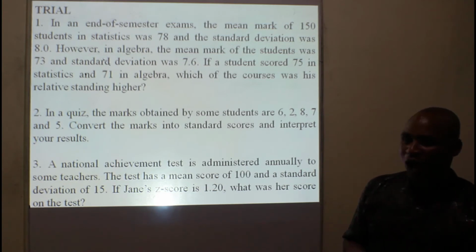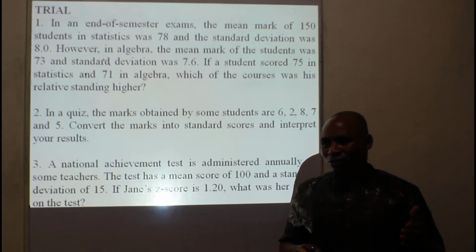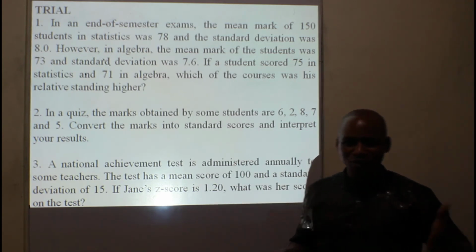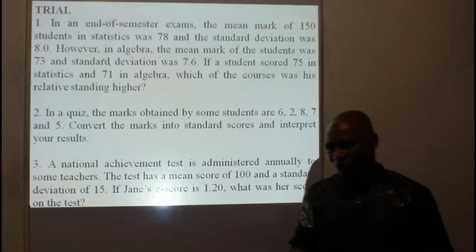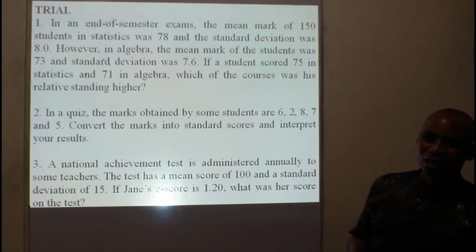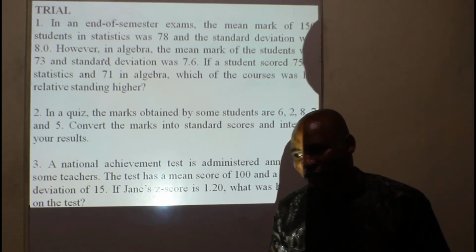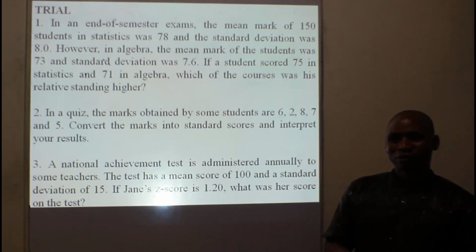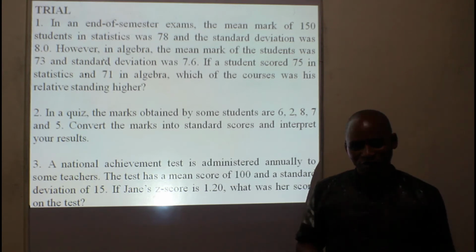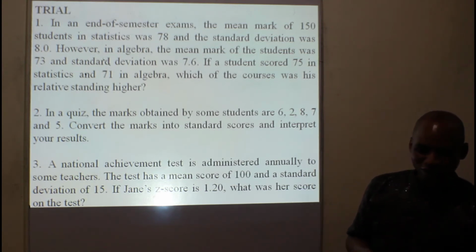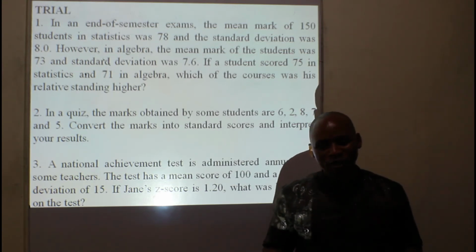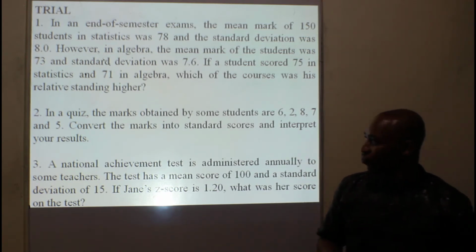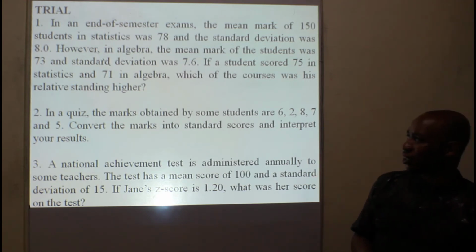If it happens that you had one z-score being positive and the other being negative, then definitely the one with the positive is of higher relative standing than the one with negative. Of course, if you got all of them to be 0, it means they all performed equally. Now, these are some few questions for you to go and try.